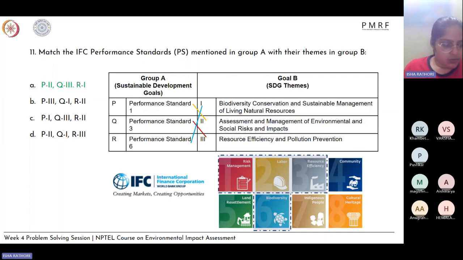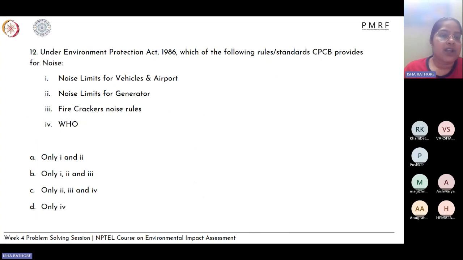Okay. So moving on, under the Environment Protection Act of 1986, which of the following rules or standards does CPCB provide for noise? Is it first, noise limits for vehicle and airport, second, noise limits for generator, third, firecracker noise rules, or fourth, WHO? So which of the following options is correct?